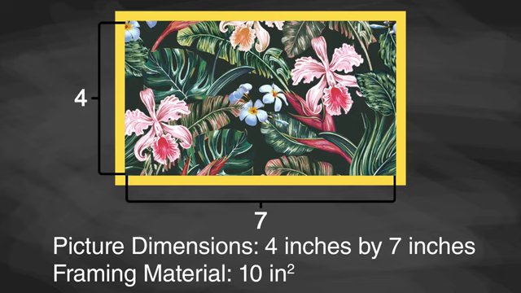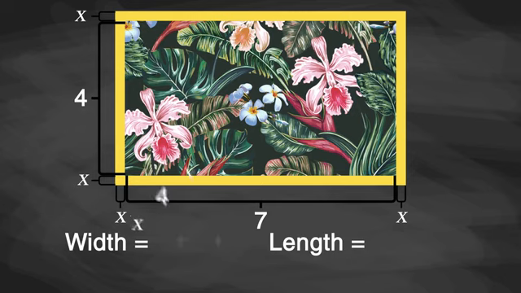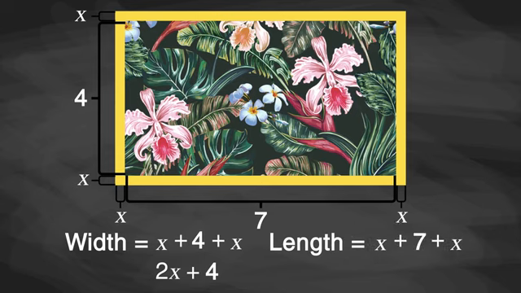The width of the frame is unknown, so we will let it be x, and we know that it's an equal width all the way around. A simplified expression for both the length and width of the framed picture could be created by combining like terms. The width is x plus 4 plus x, or 2 times x plus 4, after the x's are combined. The length is x plus 7 plus x, or 2 times x plus 7, after the x's are combined.